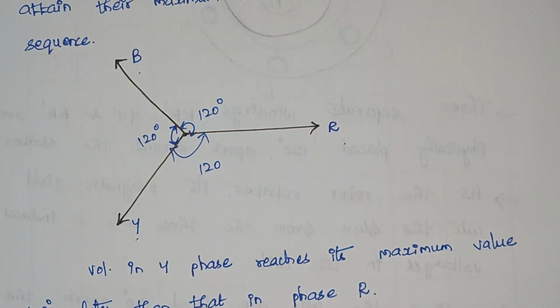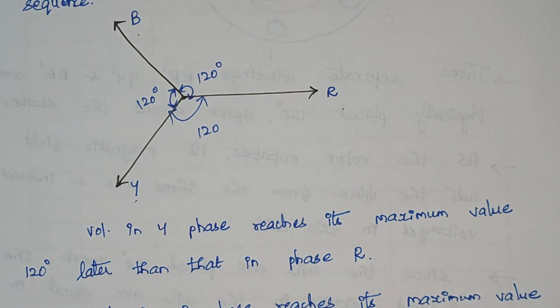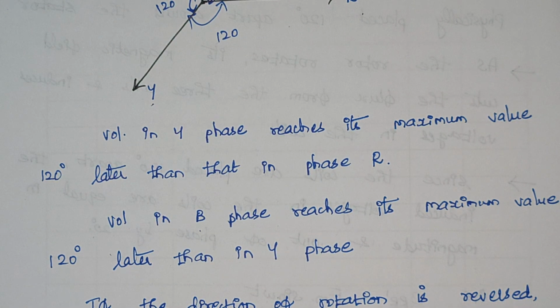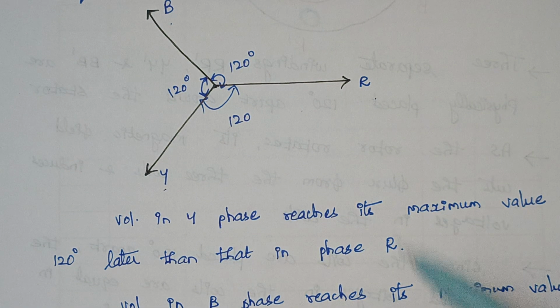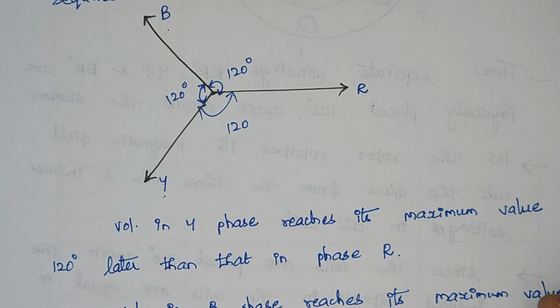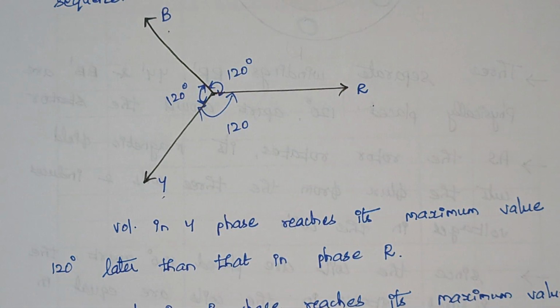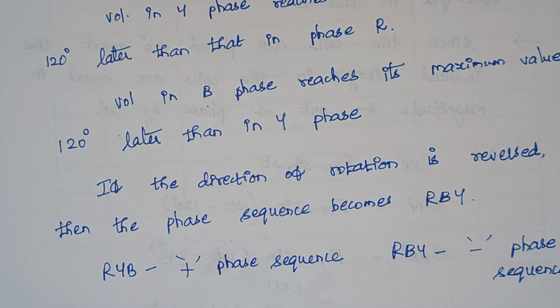Here you see the voltage in Y reaches its maximum value 120 degrees later than R, and similarly the voltage in B reaches its maximum value 120 degrees later than in Y. Again, it is up to you. The normal way is to consider it in clockwise order, that is R, Y, and B. If you consider R, Y, and B, then that is known as positive sequence, and if you take it in reverse, then that is known as the negative phase sequence.